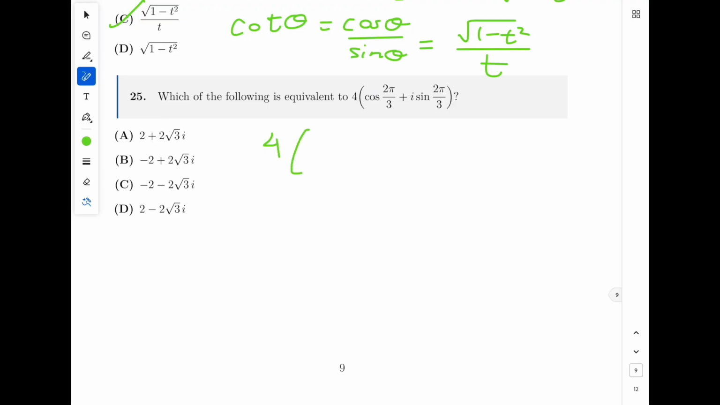So this is 4 into negative half plus i times, now what is sine 2 pi over 3? It is root 3 over 2 and it is positive, so we have root 3 over 2. You multiply the 4, so you have minus 2 plus i times 2 root 3. So negative 2 plus 2 root 3 i, so option B.